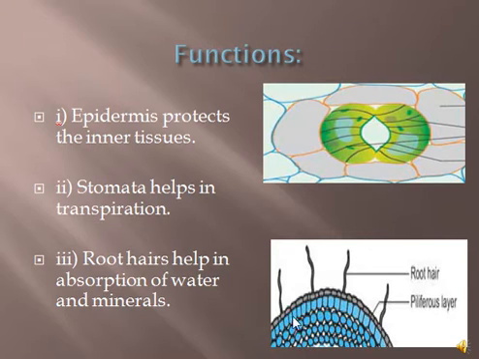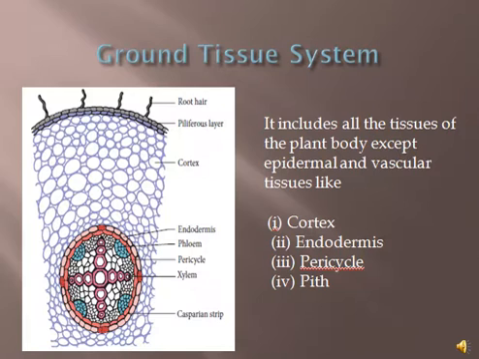Epidermis is the outermost layer. It protects internal tissues. Stomata are minute openings. They help in transpiration. This is a stomata. Root hairs help in absorption of water and minerals. So we can find root hairs. They absorb water and minerals.